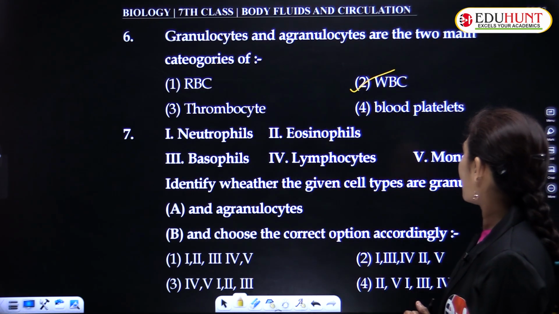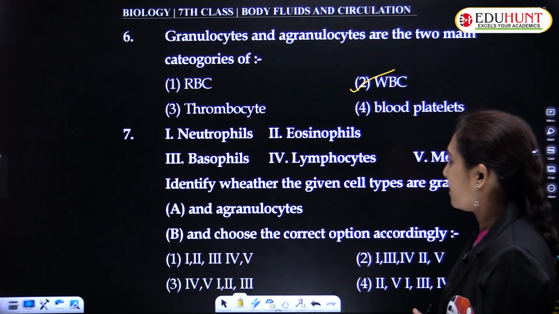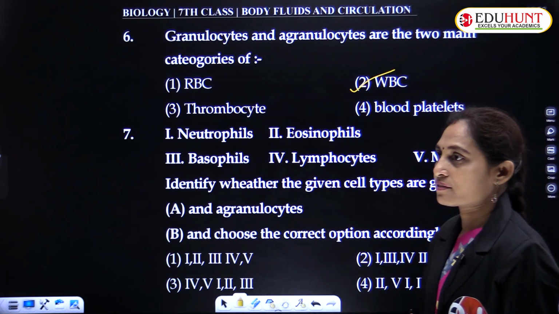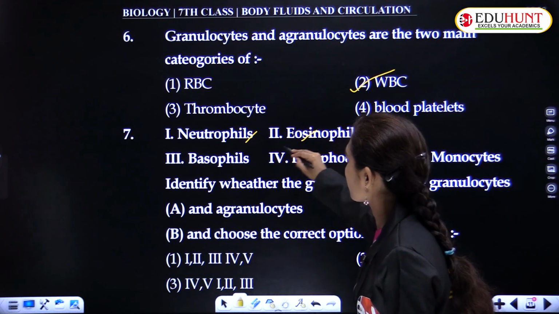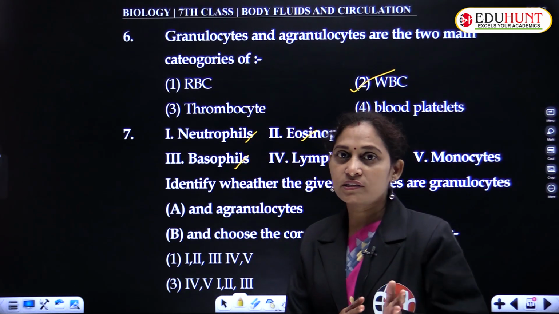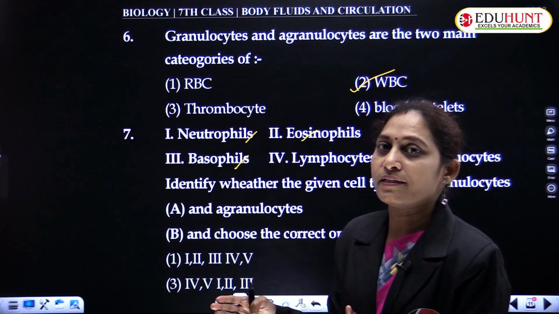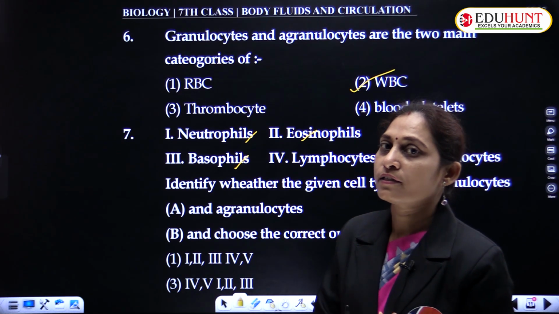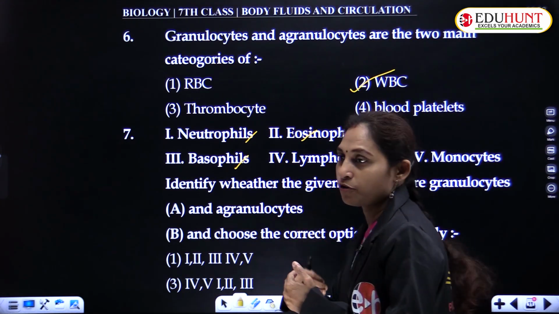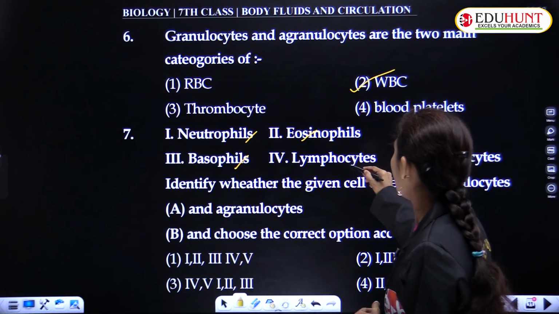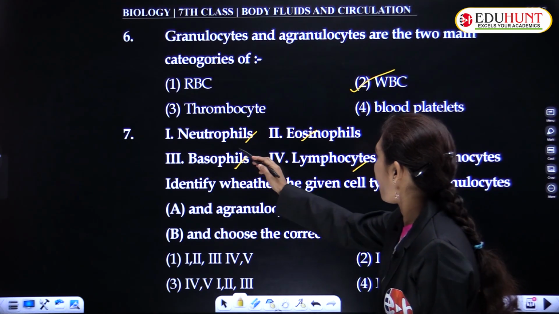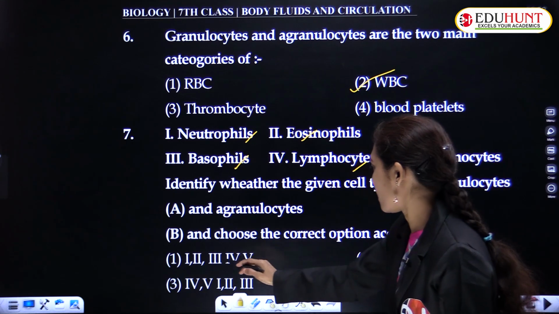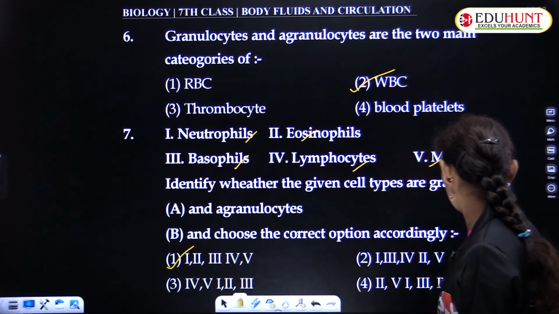Identify whether the given cell types are granulocytes and agranulocytes. First one, granulocytes: neutrophils, eosinophils and basophils. All the three categories fall under type granulocytes. And lymphocytes and monocytes are agranulocytes. So 1, 2, 3, 4, 5, that is the answer. Yes, the first one is the correct option.